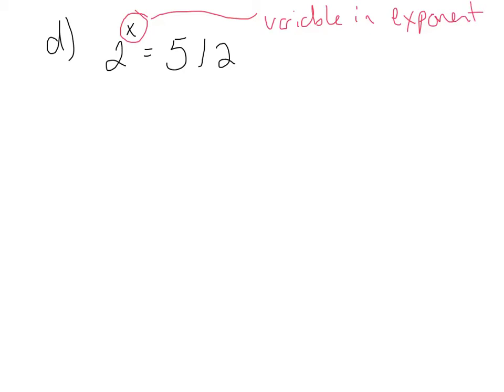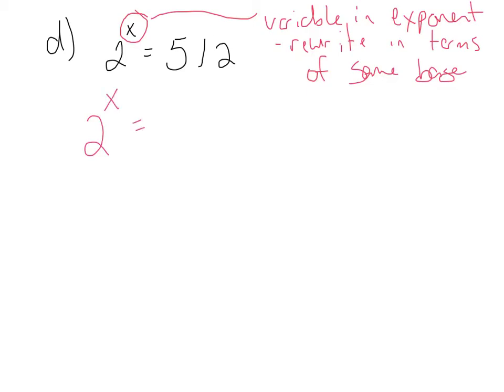So my suggestion to you is to use the rewrite approach. Rewrite in terms of the same base. What do I mean by that? I mean the left side is in terms of 2. You can't get much simpler than that. But the right side can be written in terms of 2. 512 is actually 2 to the 9th power.